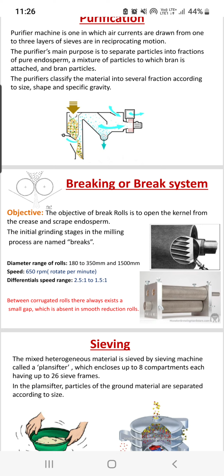Initial grinding stages in the milling process is named as break. The first step of the milling is break, that is the separating of the wheat kernel into two different parts. So for the break system or the grinding or breaking, the diameter range for the rollers is 180 to 350 mm to 1500 mm. The speed must be 650 rounds per minute or rotate per minute. And the differential speed range is in the ratio of 2.5:1 or 1.5:1.